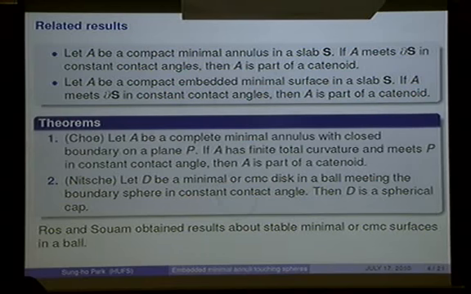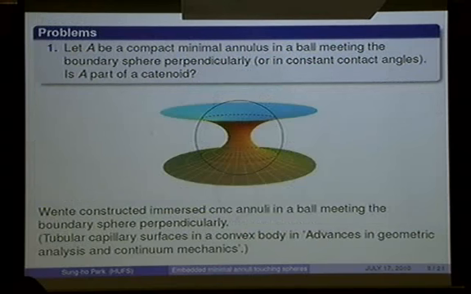The next result is about complete minimal annuli. It was obtained by Cho, and he showed that if A is a complete minimal annulus with a closed boundary on a plane P, and if the contact angle between the annulus and the plane is constant, and if A has finite total curvature, then the minimal annulus is part of a catenoid. So this was my motivation, and there are three problems I wanted to introduce to you.